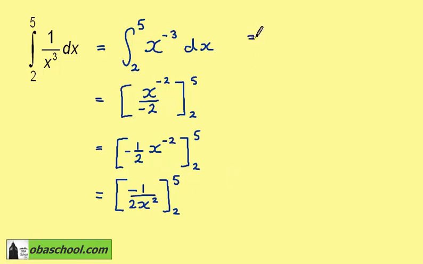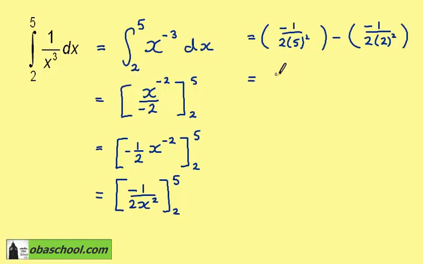We're now going to substitute into our pair of round brackets. Substituting 5 in gives us minus 1 over 2 times 5 squared. And substituting in the bottom limit, minus 1 over 2 times 2 squared.